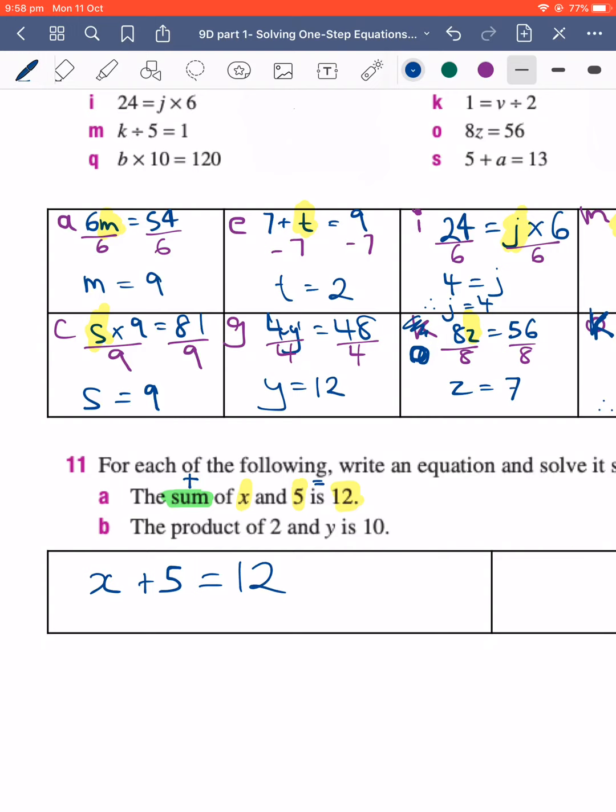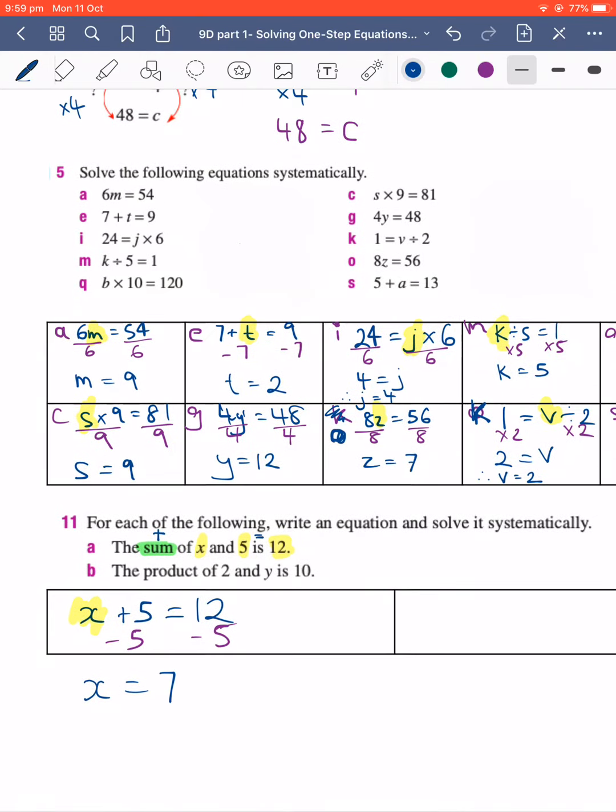So now I can actually go and solve that. So I need to have just my x by itself, as I've done with all the others. And if I've got plus 5 on this side, I need to do minus 5 because it is the opposite operation. And then these two will cancel out. And then I end up with my solution. So I've got x on this side because they cancelled out. And 12 minus 5 is 7.